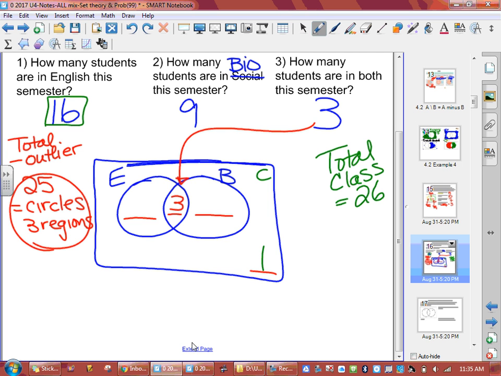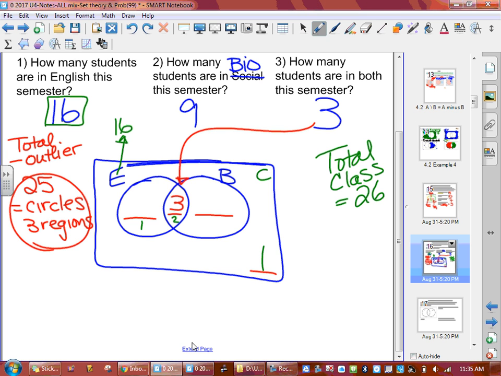But that does not mean that our first region adds to 16. Our first region does not. Region 1 and 2 have to add to 16. So how much would be in region 1? 13. Good. Okay. Now for B, for bio, we're going to do the exact same thing.